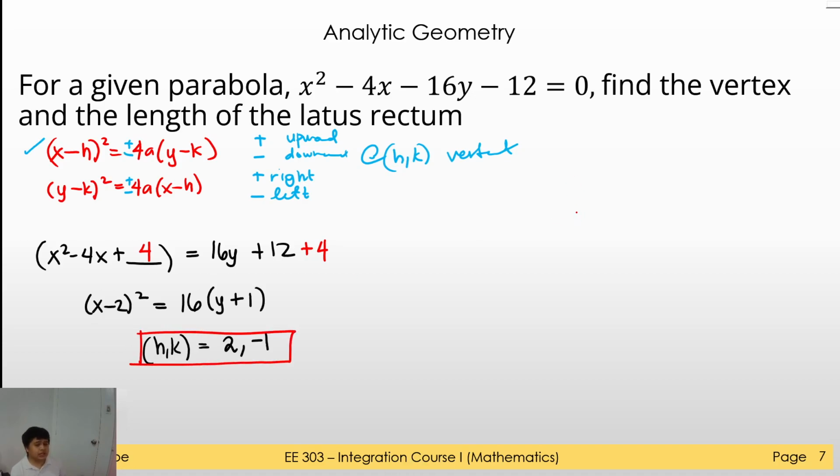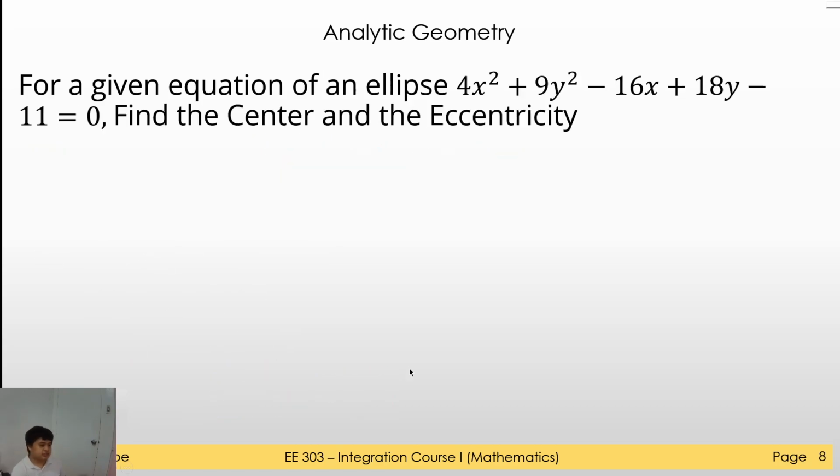And then for the length of the latus rectum, the length of the latus rectum is actually 4a, no? So the length of the latus rectum is equal to 4a. As we can see here, based on this, the latus rectum is 16. So the length of the latus rectum is basically 16. Okay, that's it.